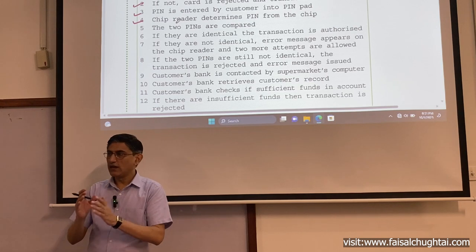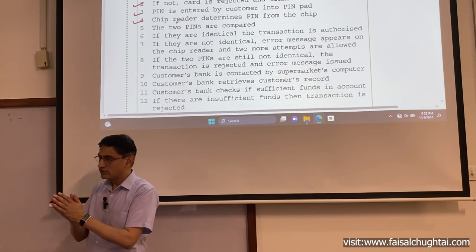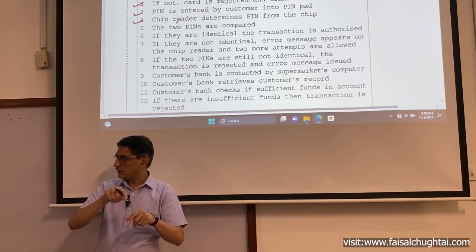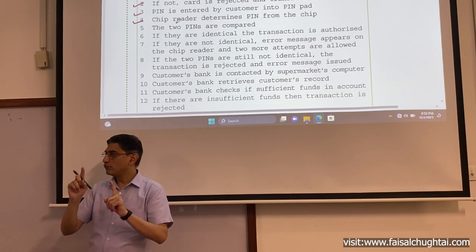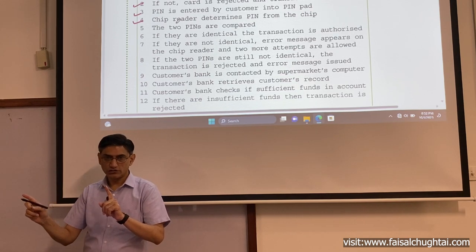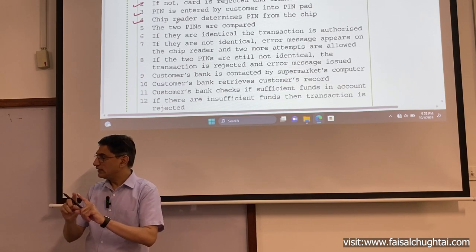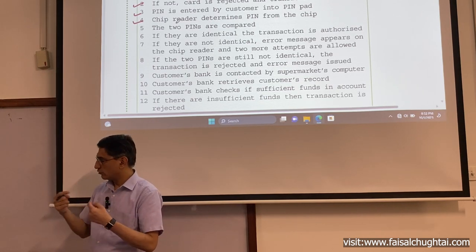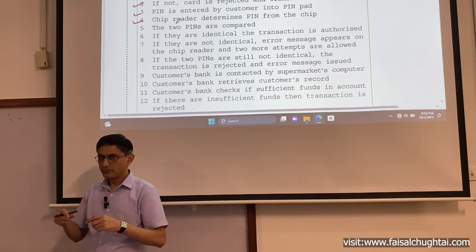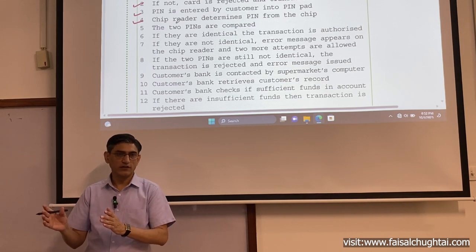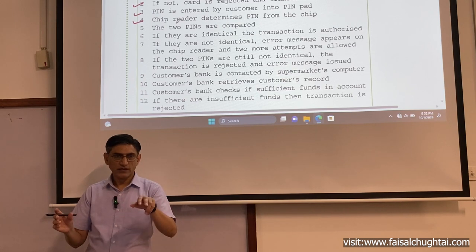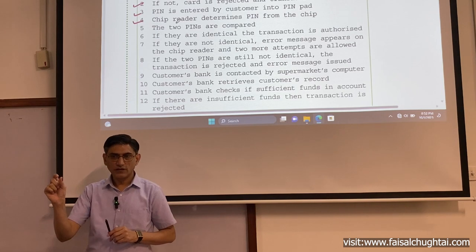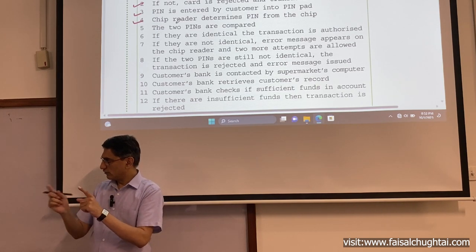The chip on the card already has certain information stored about the card holder. When you enter the PIN at the checkout using the keypad, that PIN is verified with the PIN that is already stored on the chip. If a match is found, only then would it be authenticated that you are a genuine card holder. How does the PIN get verified, the PIN that you enter using the keypad at the checkout? Well, it is the same PIN which is stored on the chip of the card, and that is how the verification comes in.